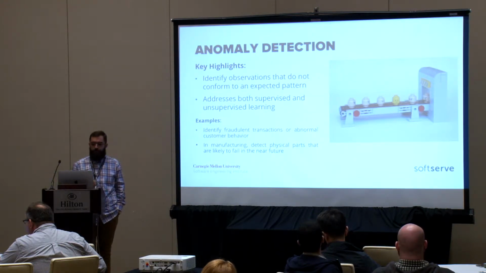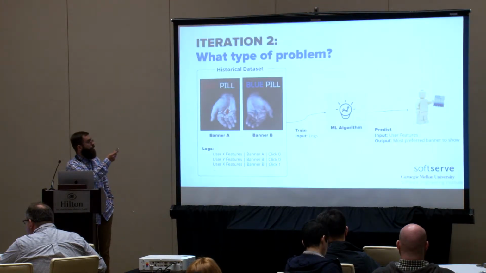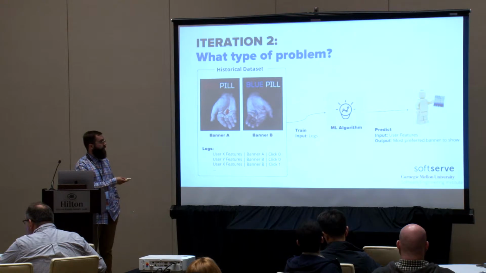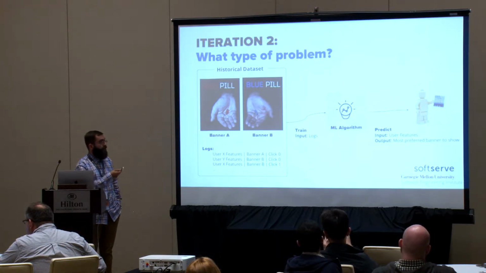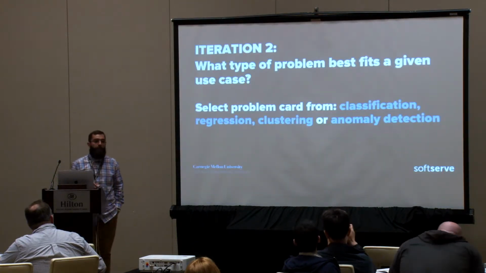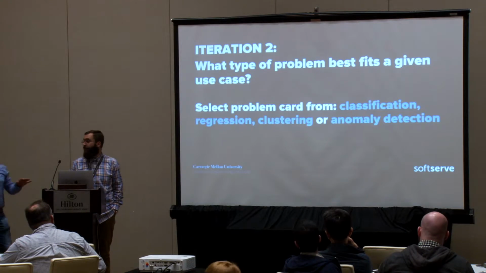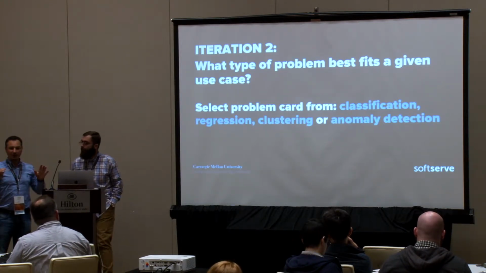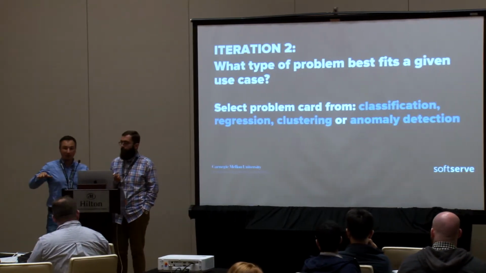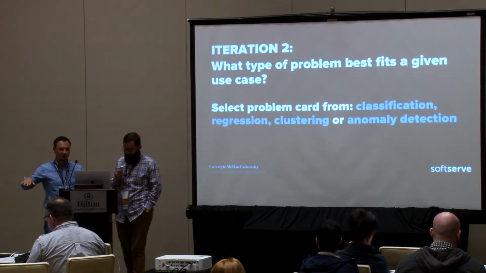So if we get back to our problem, right? Here it is, our two banners, our data set with user features and the information whether this particular user clicks on that banner or not. So what do you think? What type of problem will fit this kind of challenge, this use case? Is it clustering?